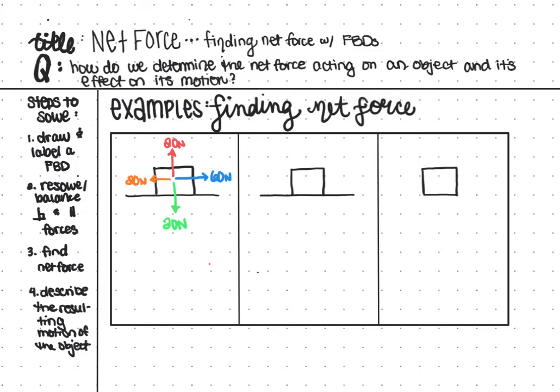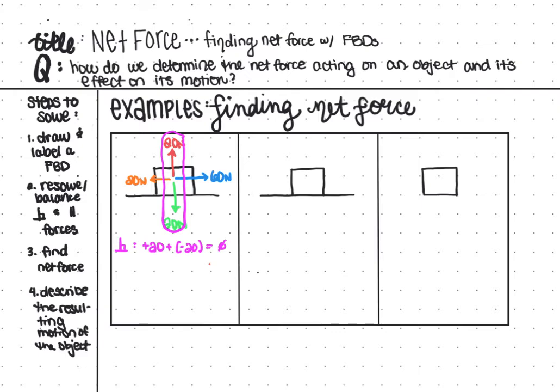For the sake of consistency, I always start with perpendicular. Doesn't really matter. But in this case, my perpendicular forces are the 20 newtons up and the 20 newtons down. So in this case, I have positive 20 plus negative 20, which equals 0. So there is no net force up and down.